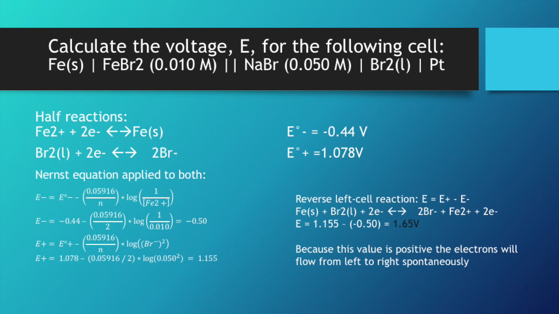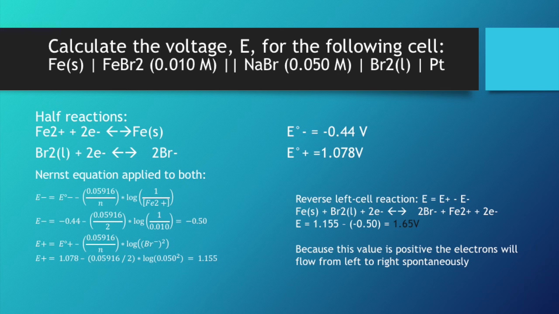So now we'll apply the Nernst equation, the simplified Nernst, because we always assume that we're at standard room temperature. So we have our reversed E naught value for the Fe2+. That's plugged into the first Nernst equation, and we have 2 electrons reacting. So we have the negative 0.44 minus the 0.05916 over the 2 electrons that we have. That's multiplied times the log of 1 over the 0.01 molar of the solution that the iron solid is in. That will result in an answer of negative 0.5.